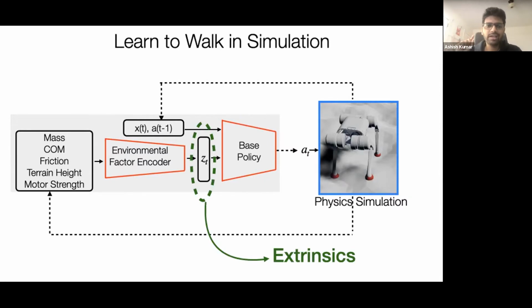So the base policy has two things. It has the state of the robot, and then it has some estimate of the environment. And now we will train this end to end, and now we will have a base policy which can work in all of these different setups.